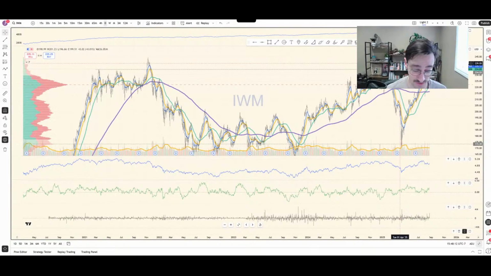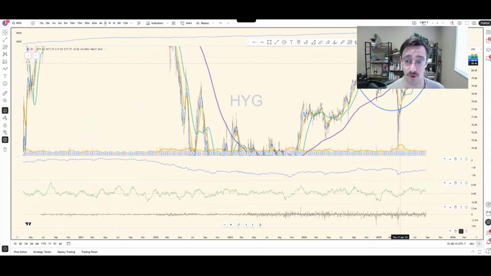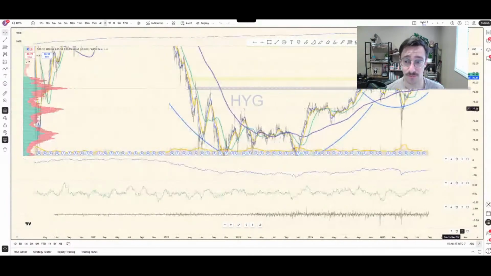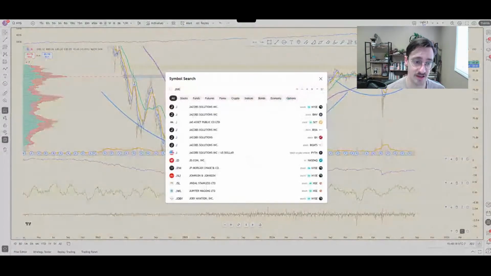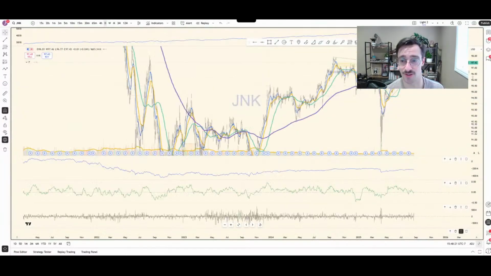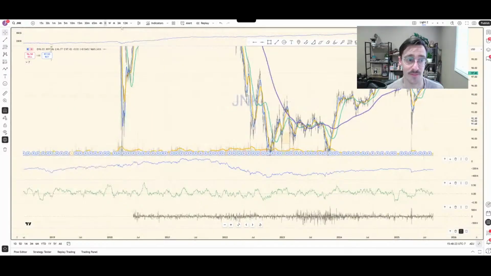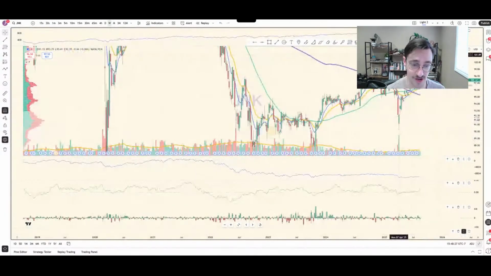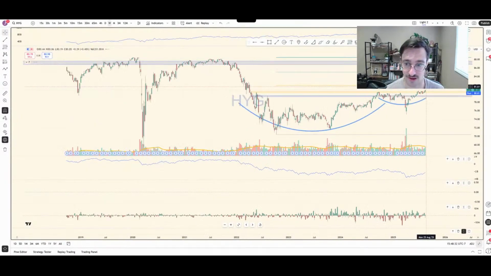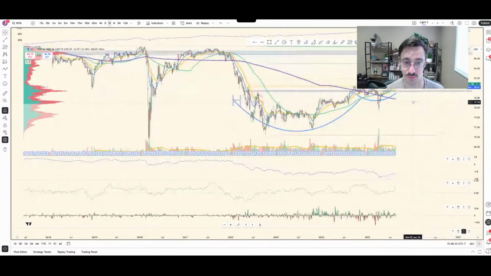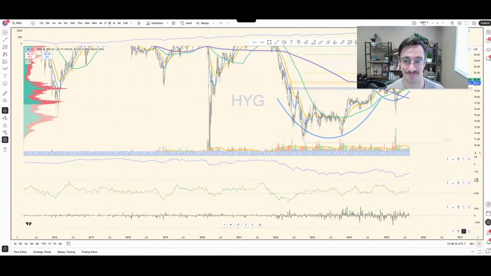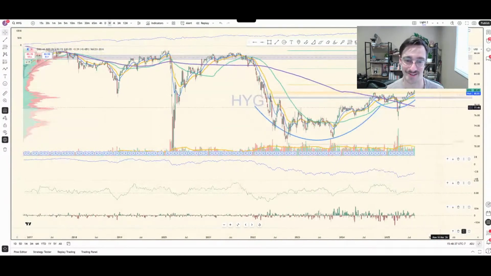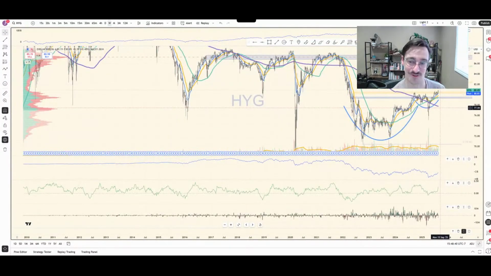That being said, what I think will be really important are HYG and JNK. We're watching high yield bonds, both trying to break out from massive bases. If this is the case, this could be what we need for IWM to stick a move. And in general, this will be an everything rally, stupid, dumb, make people mad type thing. So keep an eye out for continuation on these.